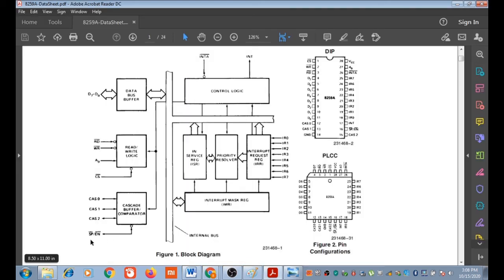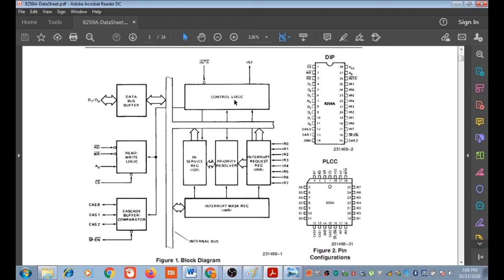We can see SP bar or EN bar. This is a multipurpose pin. When 8259A is in buffered mode, this pin is used to enable buffers. When it is not in buffered mode, this pin is used to inform the 8259A whether it is a master or a slave. When this is 1, the 8259A is a master. When this pin is tied to low, 8259A will act as a slave.